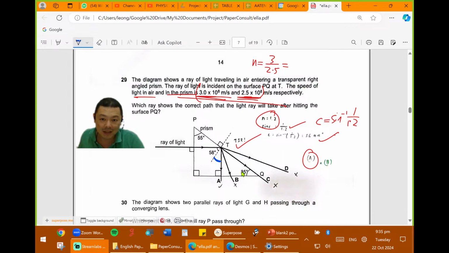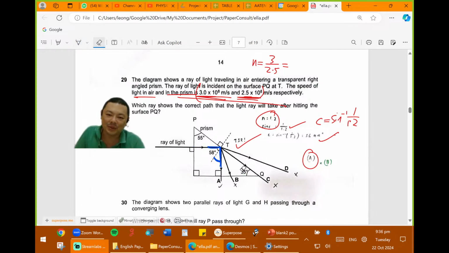This angle is not 58. Can you tell what angle it is? Actually, you can, right? I think 90 minus 58. You chose this, right? This is a 90 degree angle, so it's 90 minus 58. It's not 58. You did everything correct. So your answer is B.